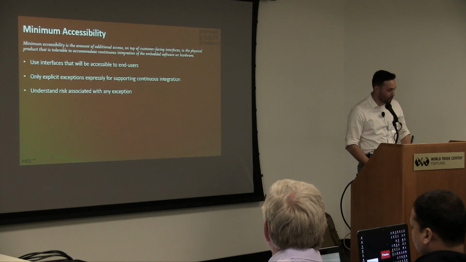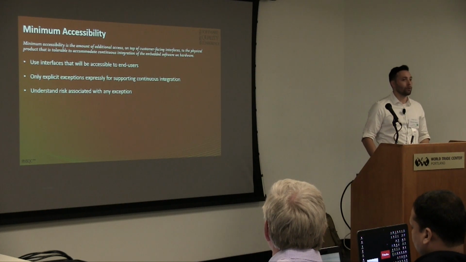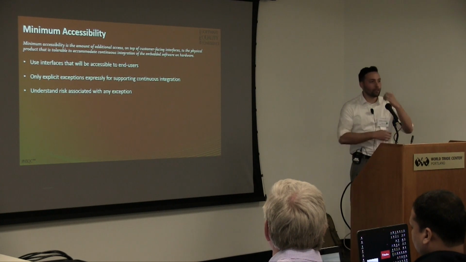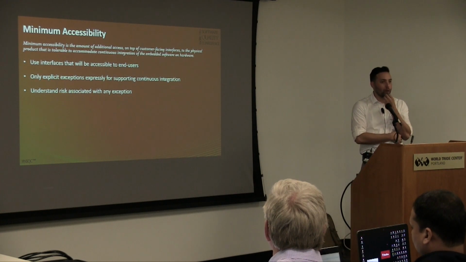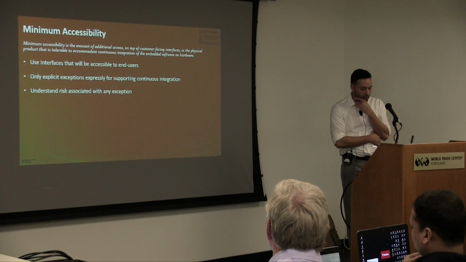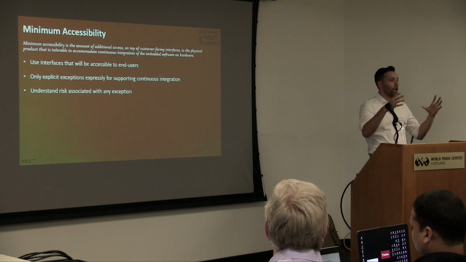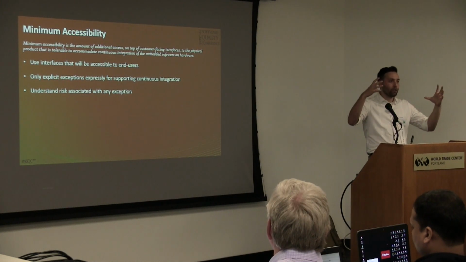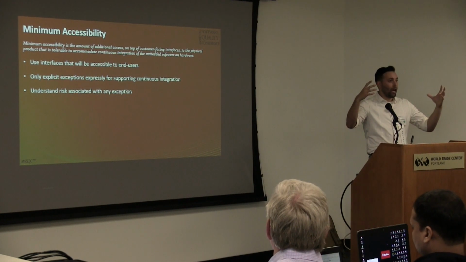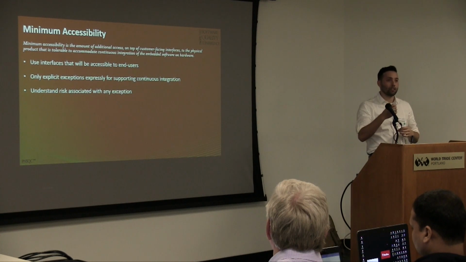So, now we're going to get into what we actually did. How did we actually do continuous integration with these oscilloscopes that we were developing? The very first thing that we had to do is decide on something called minimum accessibility. So minimum accessibility is this idea that I want to take a customer product, my oscilloscope in this instance, and I only want to enable the minimum set of things it takes to do continuous integration.